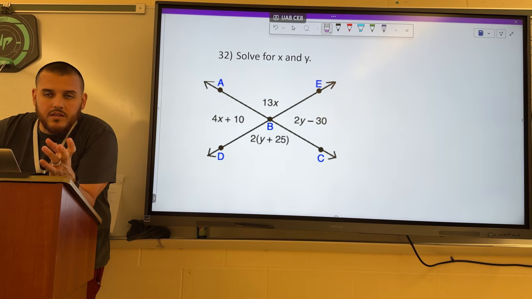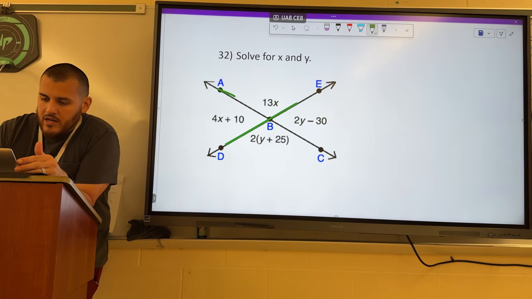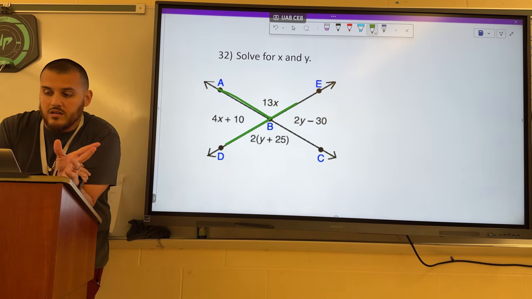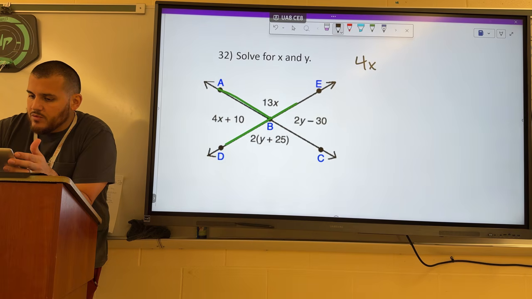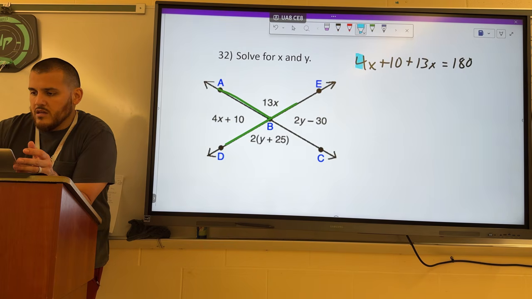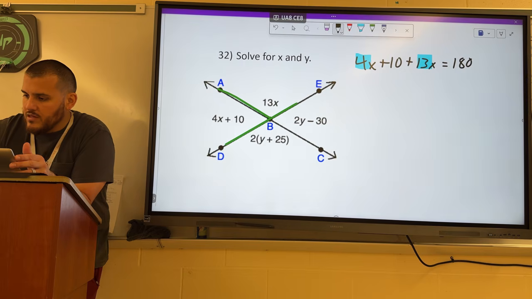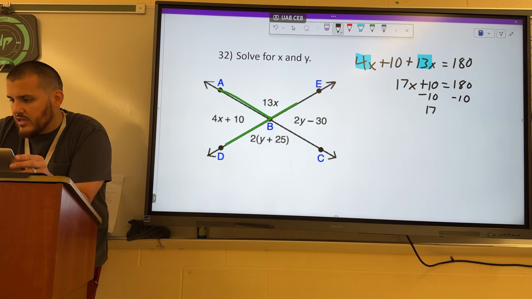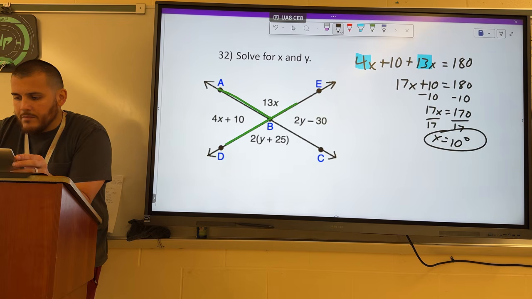Instead, we need to find linear pairs. We have a linear pair right here. Those two angles are side by side on a straight line. A straight angle is 180 degrees. Therefore, that 4x plus 10 plus the 13x has to add up to 180 degrees. And I can absolutely solve for x with this algebra. Combining like terms gives me 17x plus 10 equals 180. Subtract that 10 from both sides to get 17x equals 170. Divide both sides by 17 to get x equals 10 degrees.